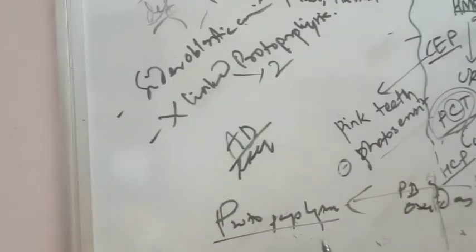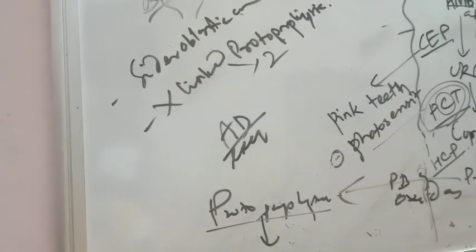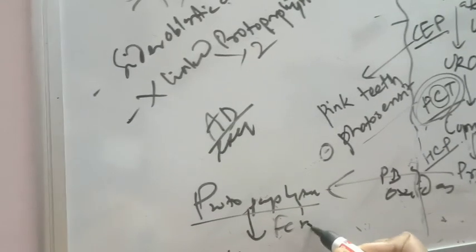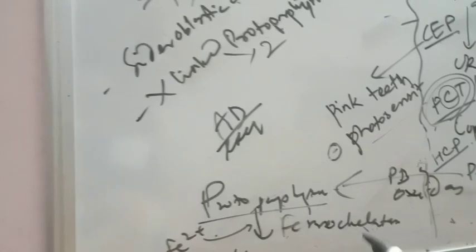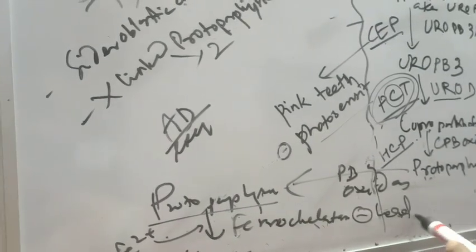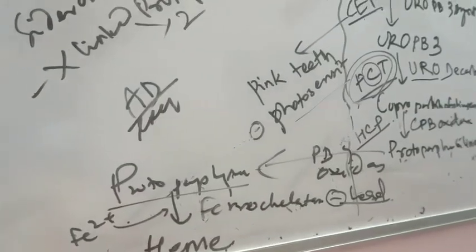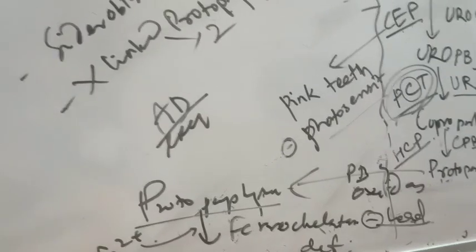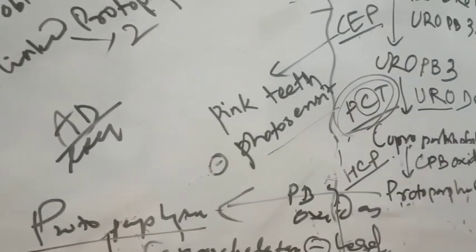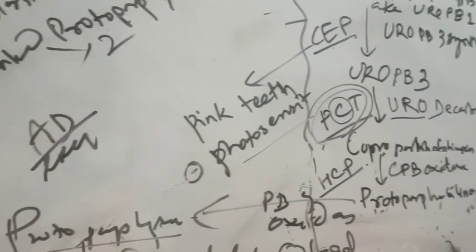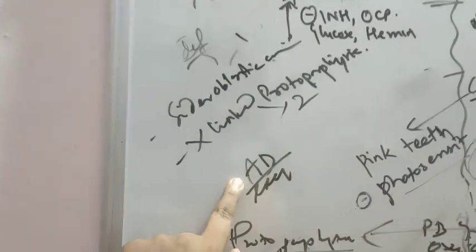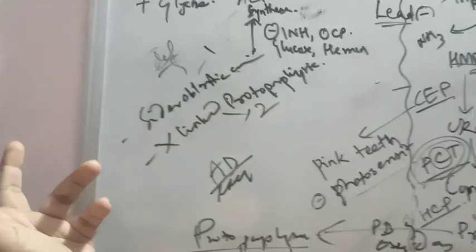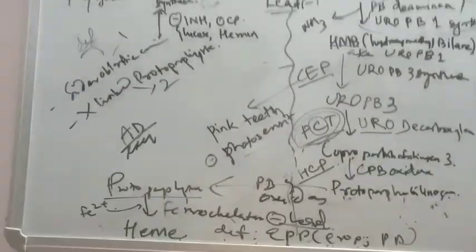From protoporphyrin you will form heme. What is the enzyme? The enzyme is ferrochelatase. Ferro means you need iron here, Fe2 plus, and this enzyme is also inhibited in lead poisoning. And if there is a congenital deficiency of the enzyme, then you will have EPP, erythropoietic protoporphyria. Okay, you remember EPP? EPP is an exception. All porphyrias are autosomal dominant except some that are autosomal recessive like EPP, CEP, and ALA dehydratase deficiency. Remember? So this is it.